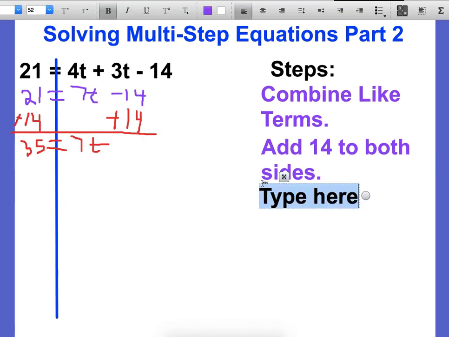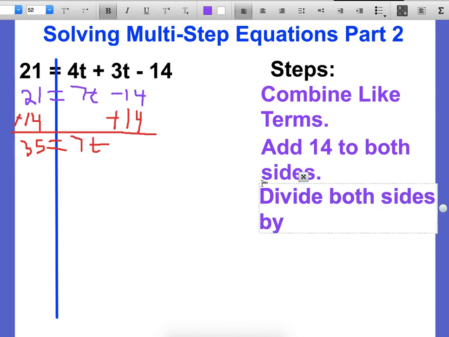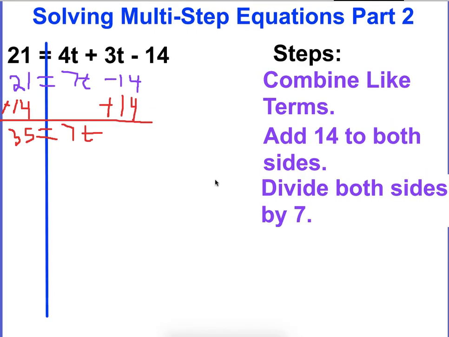And then our next step is going to be 7 next to t, so we need to divide both sides by 7. So remember, when we do that, write it as a fraction. Divide by 7, divide by 7. 35 divided by 7, we get 5. 7t divided by 7, we're only left with the variable t. So that's our solution.